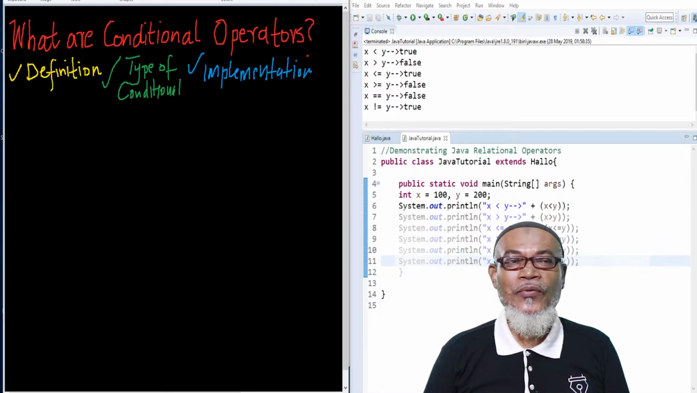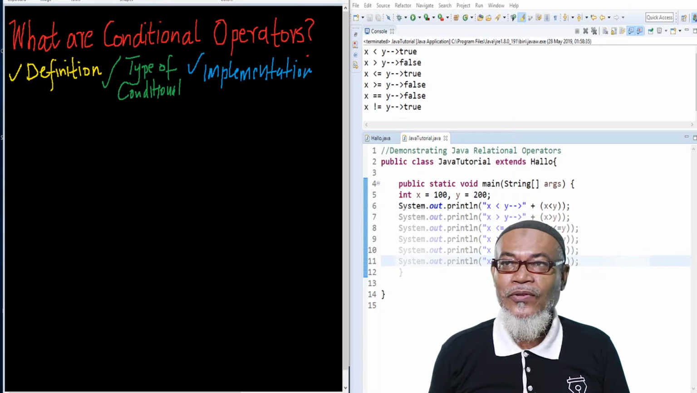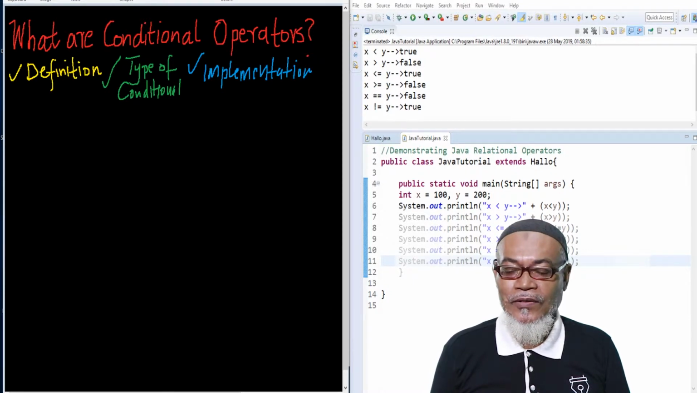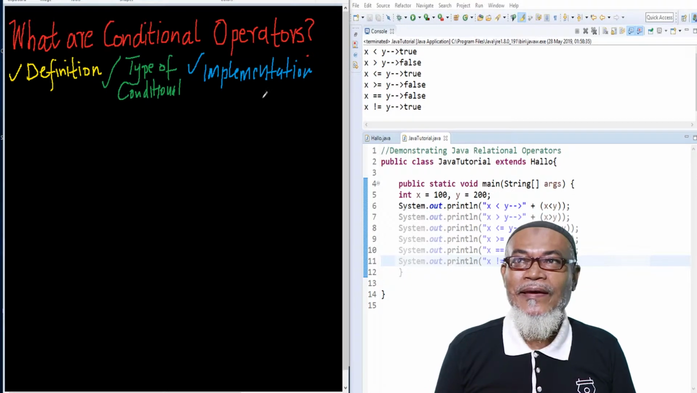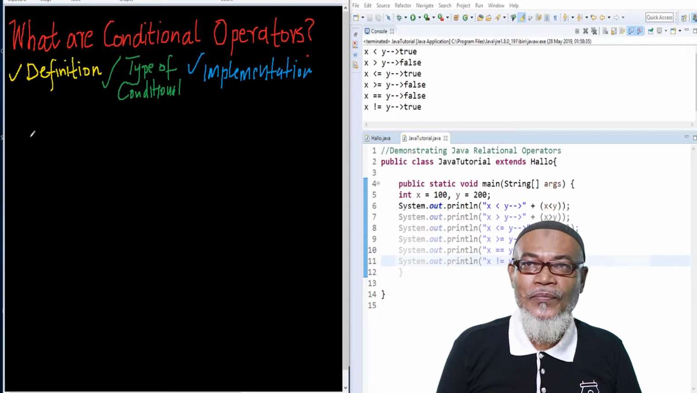Basically, today we are going to start another new journey and ask ourselves, what are conditional operators? In that lesson, we are going to look at the definition, the types of conditional operators, and lastly we are going to use Eclipse to implement the same. So let us start and ask ourselves what conditional operators actually are.